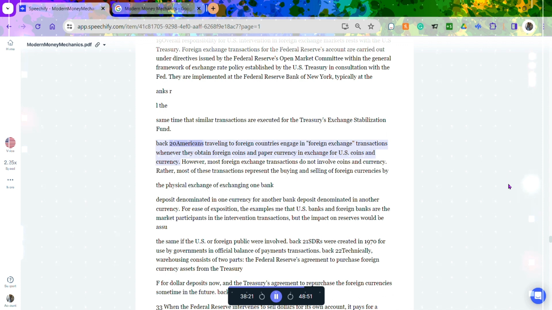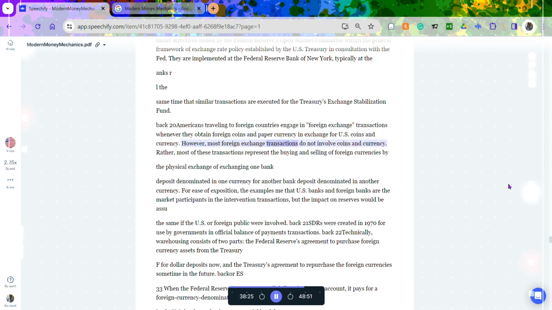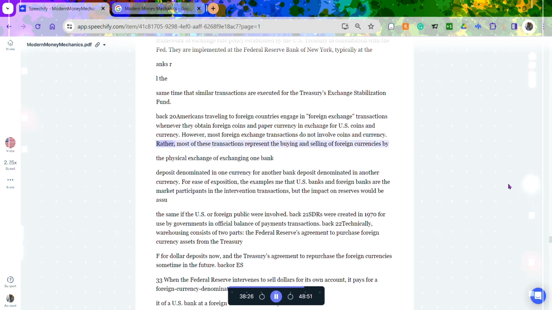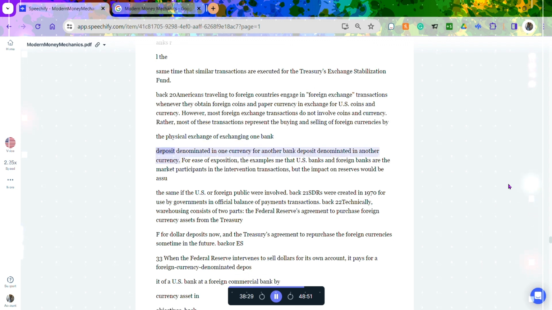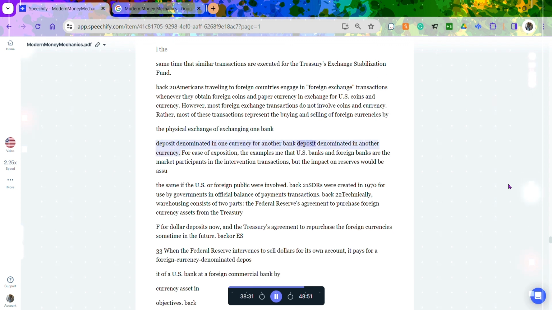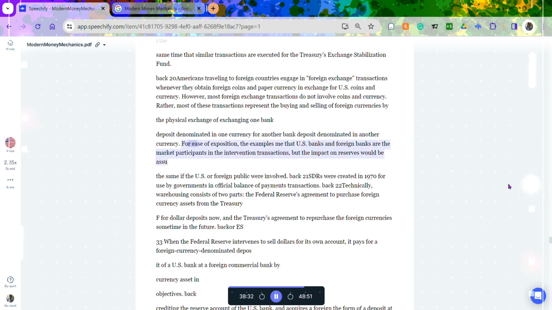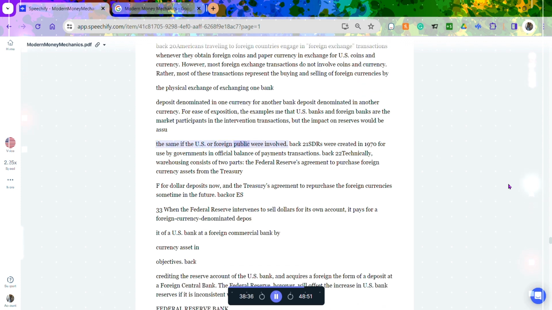20. Americans traveling to foreign countries engage in foreign exchange transactions whenever they obtain foreign coins and paper currency in exchange for U.S. coins and currency. However, most foreign exchange transactions do not involve coins and currency. Rather, most of these transactions represent the buying and selling of foreign currencies by exchanging one bank deposit denominated in one currency for another bank deposit denominated in another currency. For ease of exposition, the examples assume that U.S. banks and foreign banks are the market participants in the intervention transactions, but the impact on reserves would be the same if the U.S. or foreign public were involved.